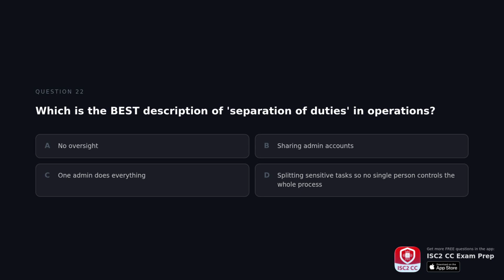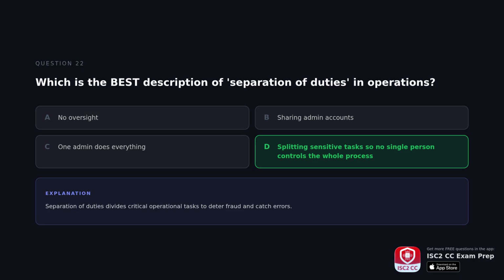Which is the best description of separation of duties in operations? A. No oversight. B. Sharing admin accounts. C. One admin does everything. D. Splitting sensitive tasks so no single person controls the whole process. The correct answer is splitting sensitive tasks so no single person controls the whole process. Separation of duties divides critical operational tasks to deter fraud and catch errors.